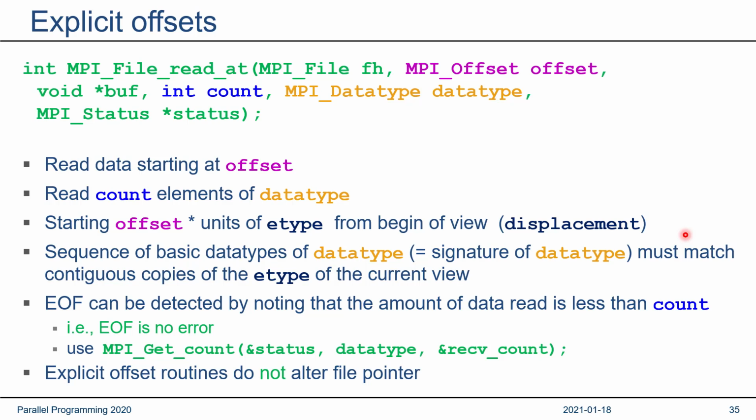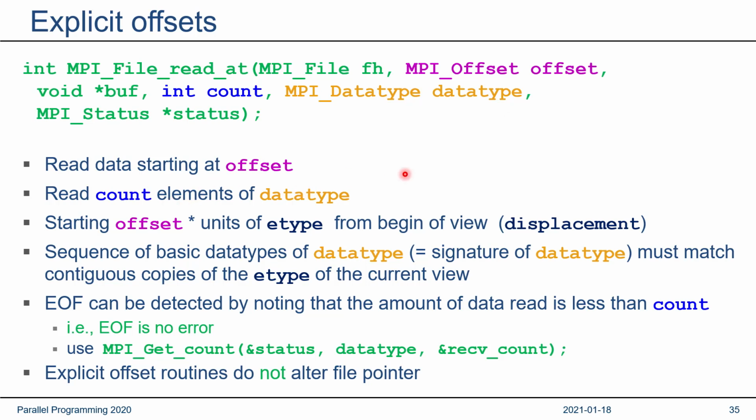So here's how we deal with explicit offsets. The simple call is MPI_File_read_at. The offset is specified here, and as I mentioned, this is where the reading starts, and it has to be specified in units of the etype of the basic data type that the view is comprised of. Count elements of data type are read.